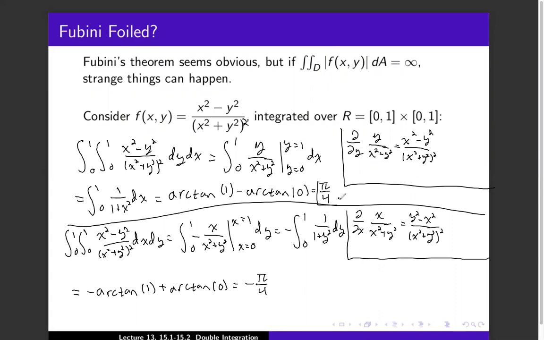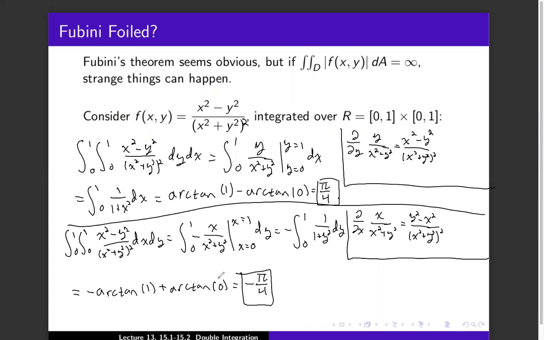So wait a second, on the one hand you've got that this volume is pi over 4, but at the same time you're also told that this is negative pi over 4, even though you're integrating the exact same thing. What the heck's going on? What's going on is that this function isn't integrable. The problem is that this function blows up in either the positive or negative direction at 0, and you can't control that. So even though you get this nice thing called Fubini's theorem, which works in most cases, this is how it can break down.